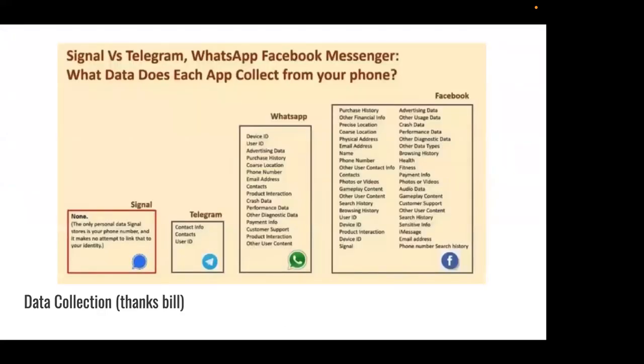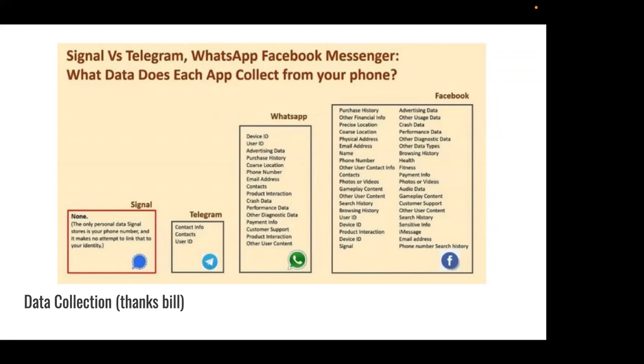This is older. I believe this is from 2019. I did check it and it is still applicable. So if you want to have the most secure kind of meeting experience, then you would use Signal. So in this chart, this image, it's asking the question, what data does each app collect from your phone? So the answer for Signal is nothing. The only thing that Signal collects is your phone number.